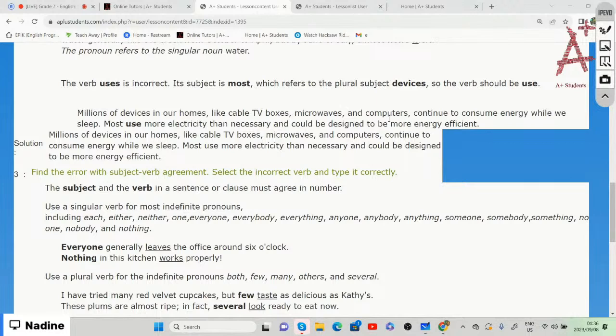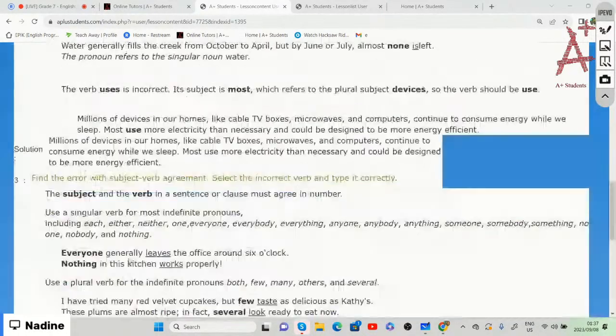And then when it comes to the word devices, that is more than one. Our subject needs to be use because most refers to a plural form. So cables, TV boxes, microwaves, computers, those are all forms of devices, of millions of devices. Devices, more than one, they use, not uses. We say they use or consume a lot of electricity.